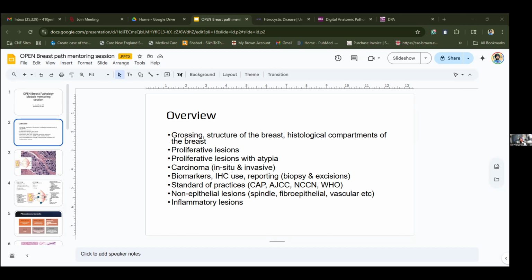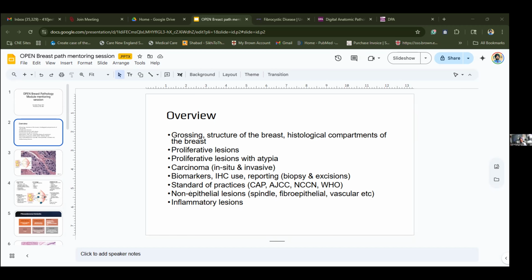Breast does not have a lot of immunohistochemistry use, but there is some critical. So we learn about a little bit of immunohistochemistry, myoepithelial cells, how to differentiate in situ versus invasive. And we report them in the biopsy and excisions.